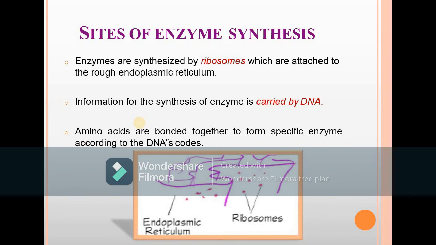Now, the sites of enzyme synthesis. Enzymes are synthesized by ribosomes, which are attached to the rough endoplasmic reticulum. Information for the synthesis of enzymes is carried by DNA, so amino acids are bonded together to form the specific enzyme according to the DNA code. Here is the endoplasmic reticulum and the ribosomes are here. Ribosomes get attached to the rough endoplasmic reticulum and then enzymes are synthesized.